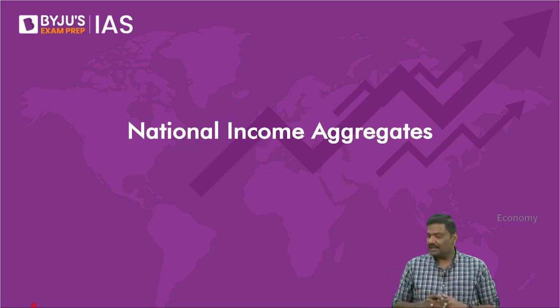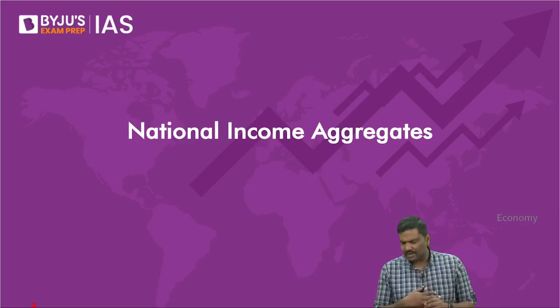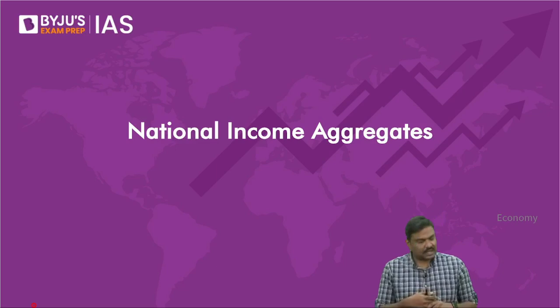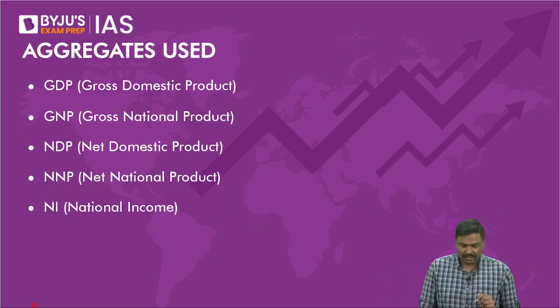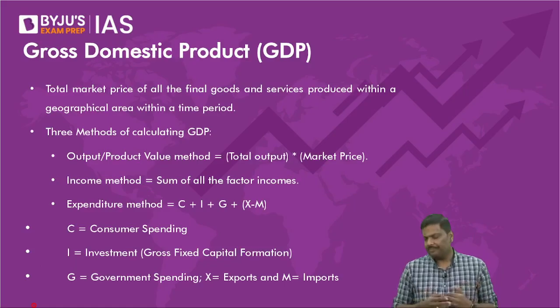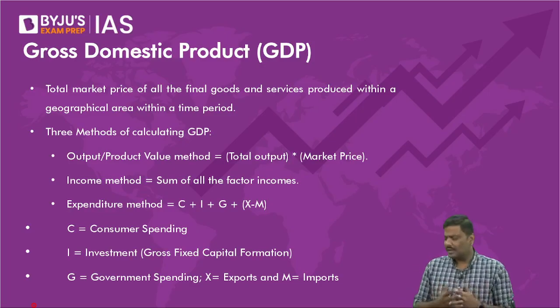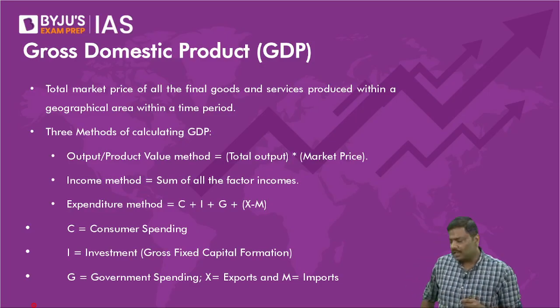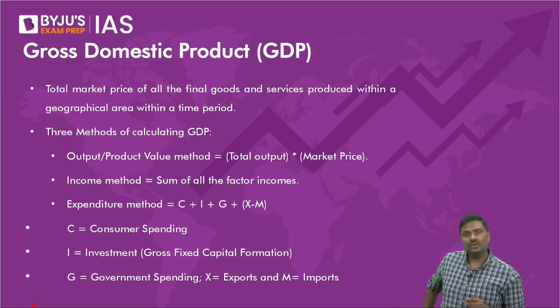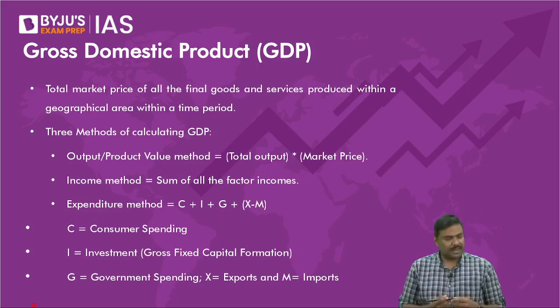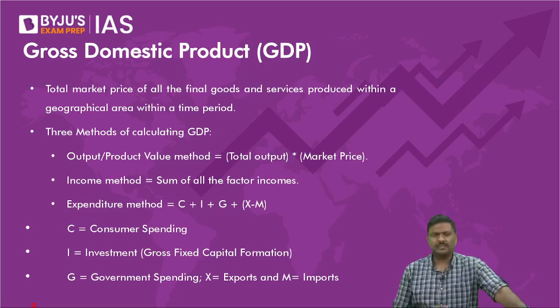Okay, let's start. So yesterday we started with the concept of GDP, or national income aggregates. What is GDP? Gross domestic product. GDP stands for gross domestic product. What does it refer to? The market price of all the final goods and services which are produced in a country, in an economic territory, is referred to as the concept of GDP.